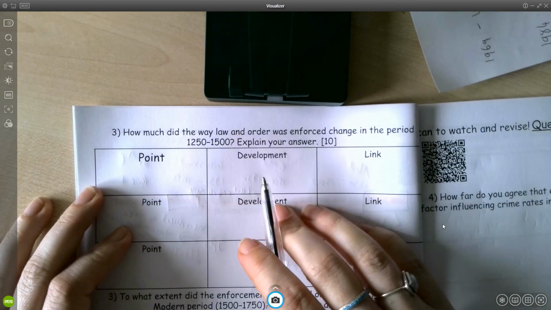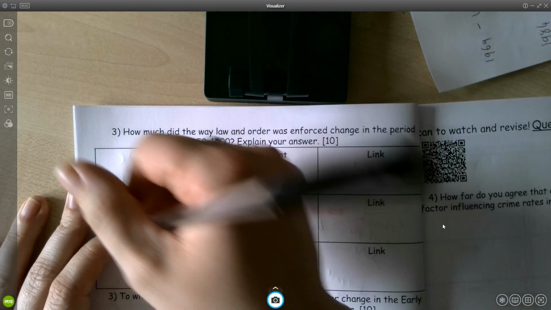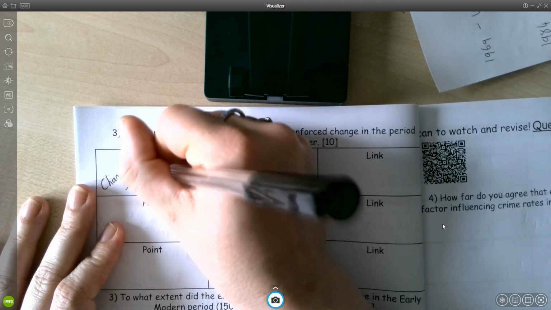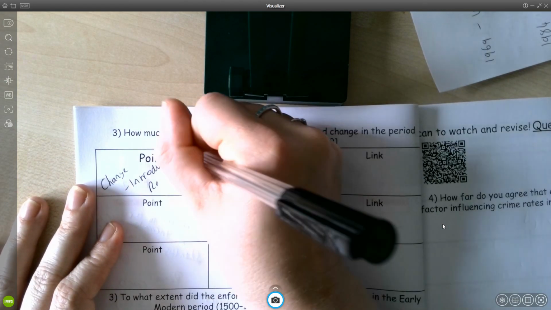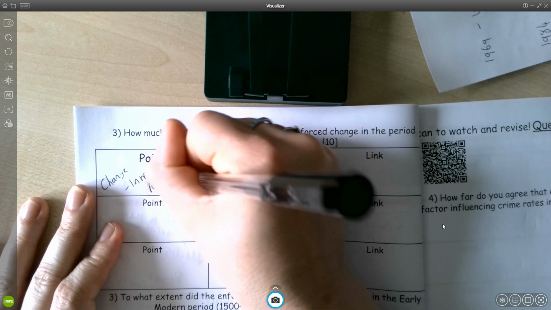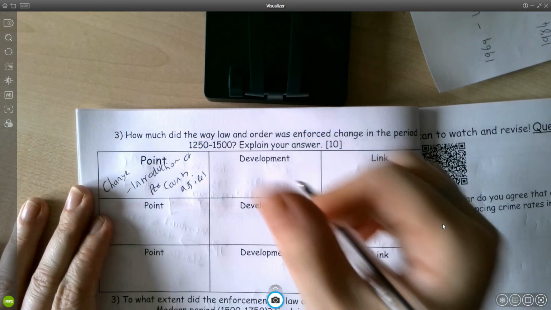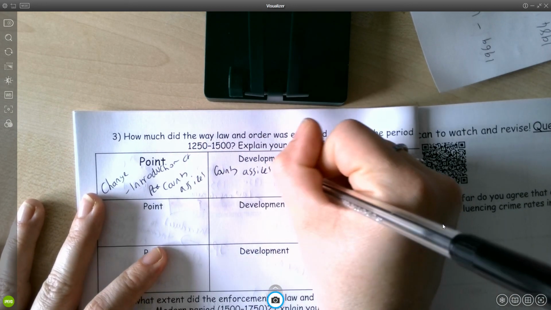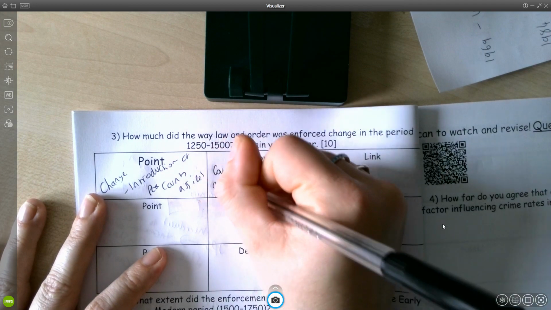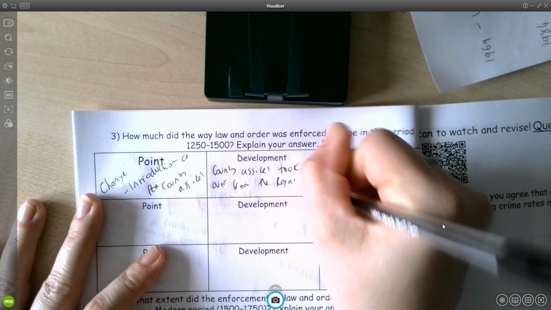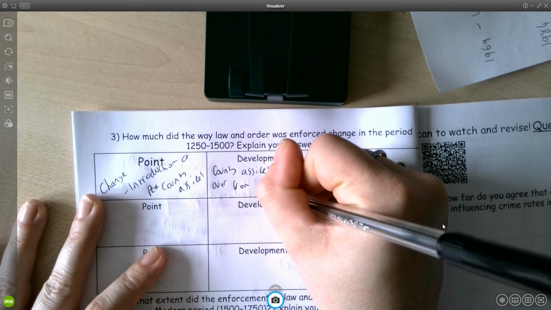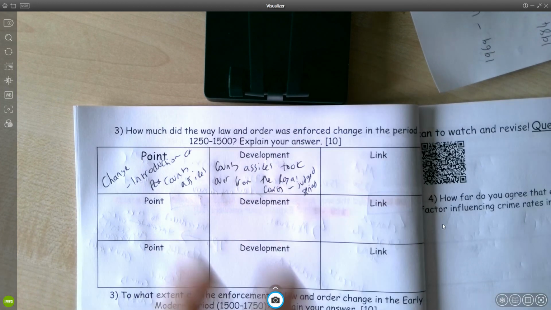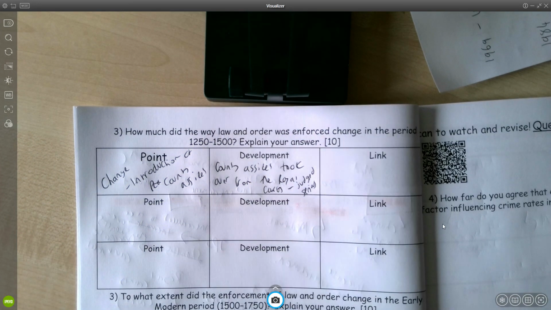So, how much did the way law and order was enforced change in the period? So my point, we're going to say change, introduction of county assizes. In your detail, you're going to put that the county assizes took over from the royal courts, they judged serious crimes. Apologies again, it's messy, but if you do need to pause and listen, that's absolutely fine.